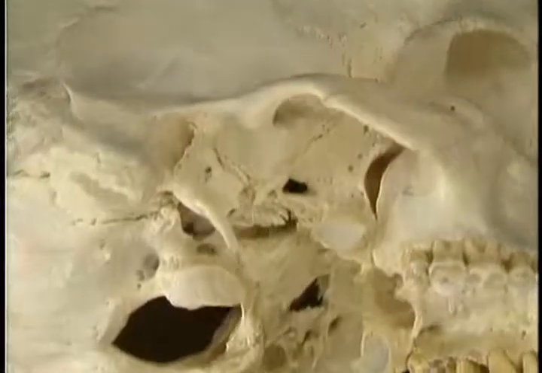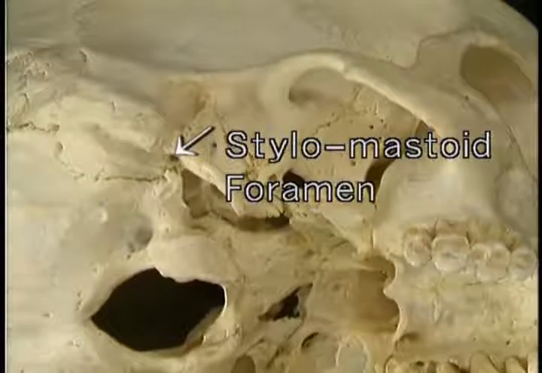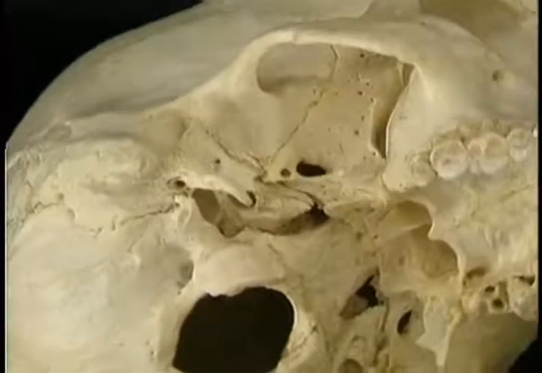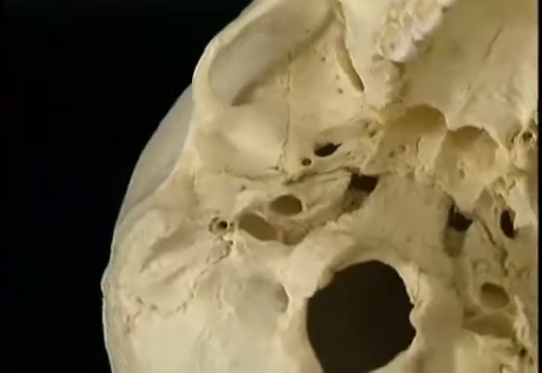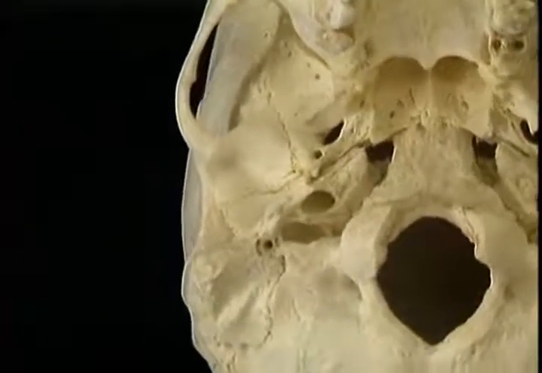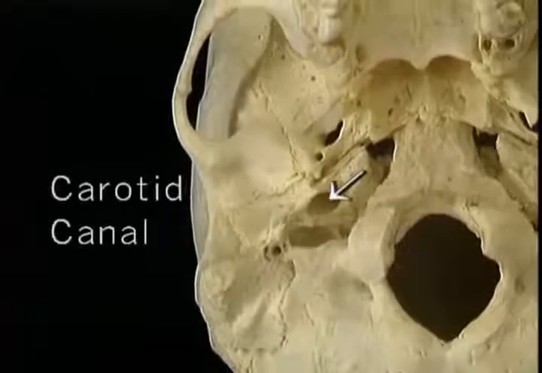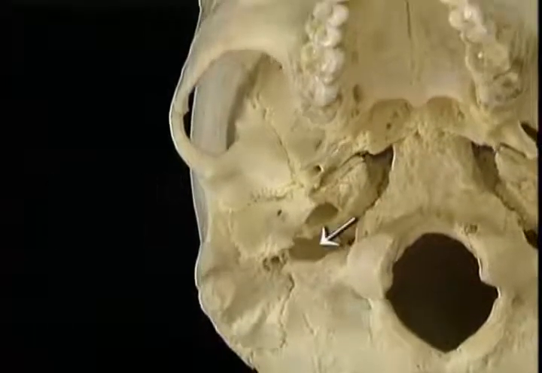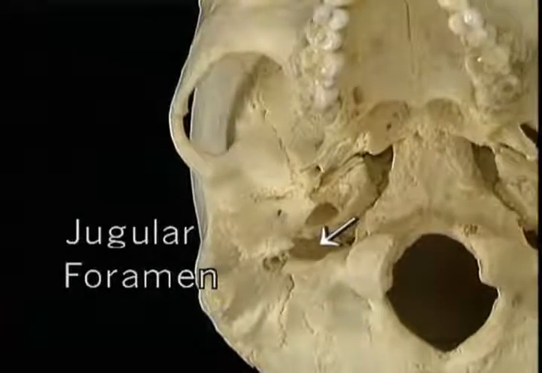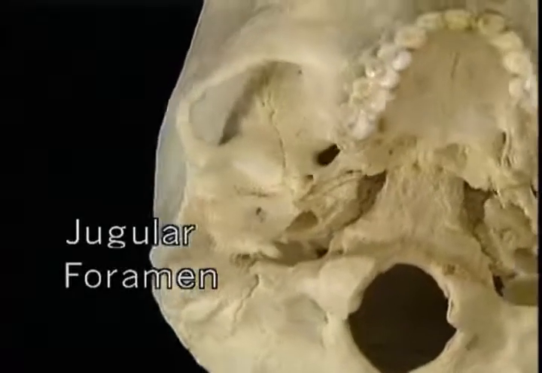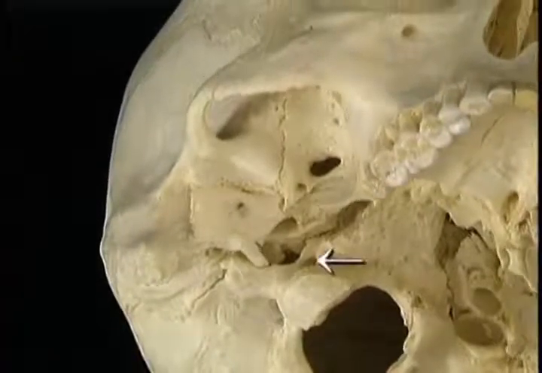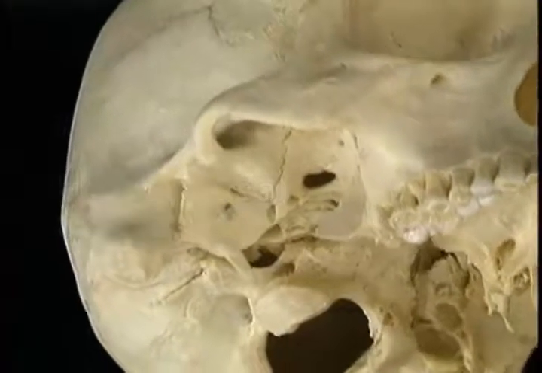Just at the base of the styloid is the little stylomastoid foramen for the facial nerve. Medial to the styloid process are two major openings for blood vessels. The carotid canal passing forwards for the internal carotid artery, and the jugular foramen passing backwards for the internal jugular vein. Just above the occipital condyle is the hypoglossal canal for the hypoglossal nerve.